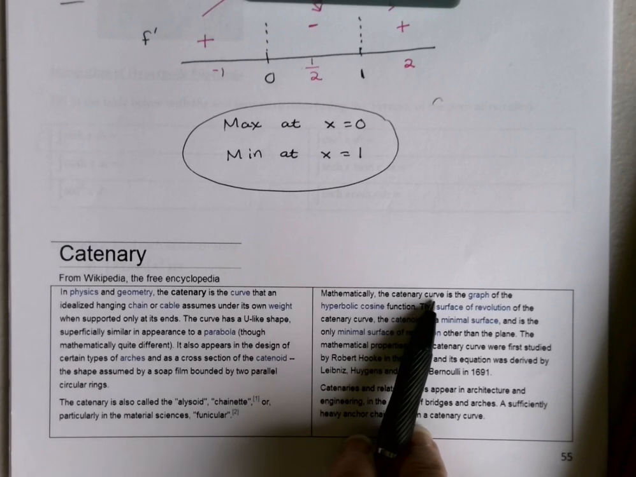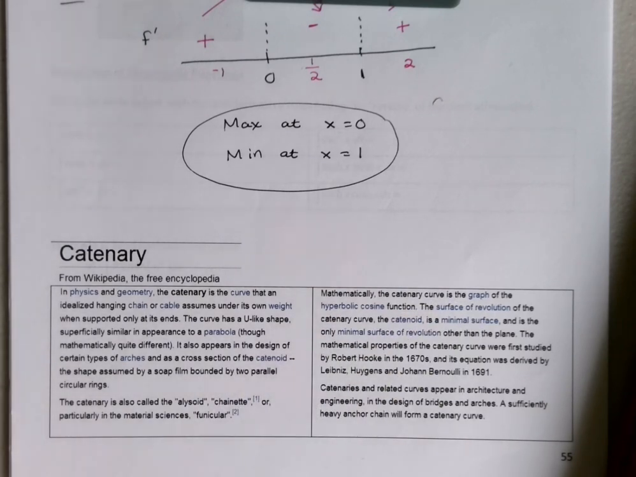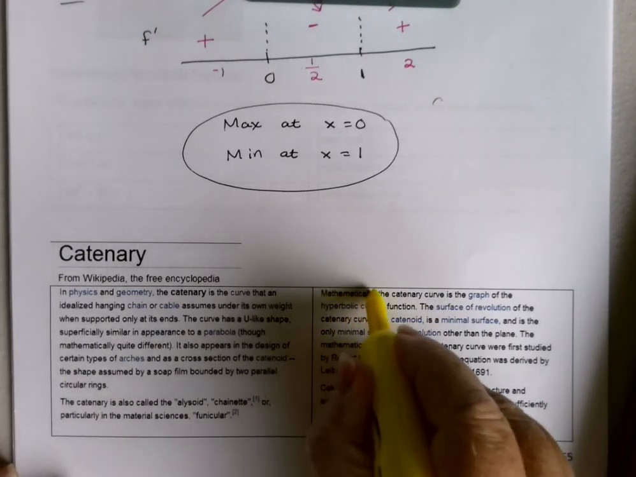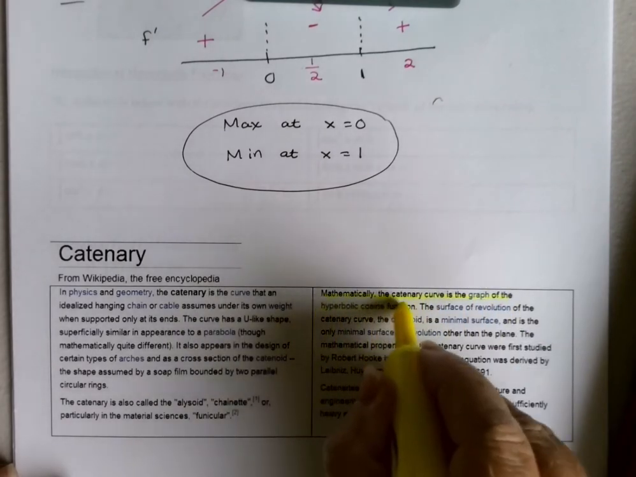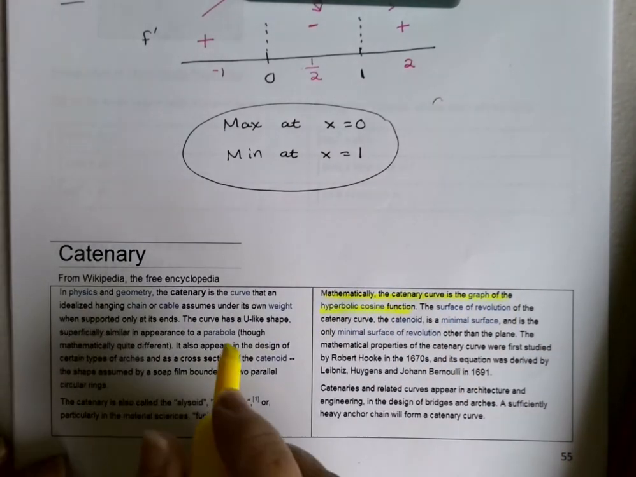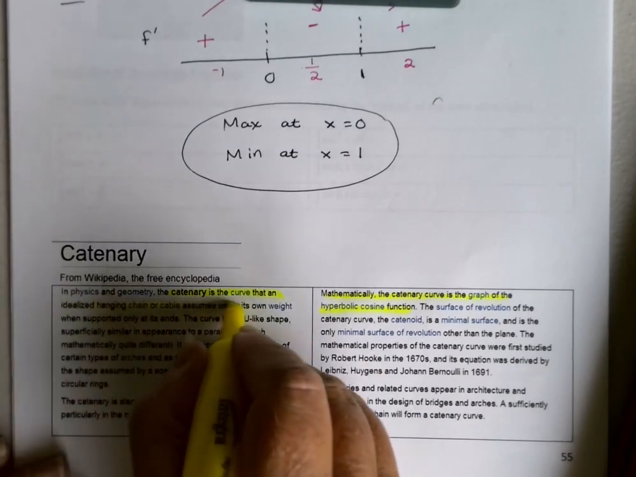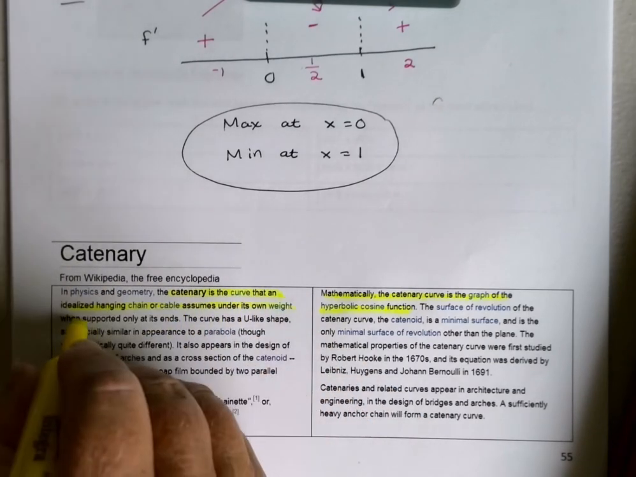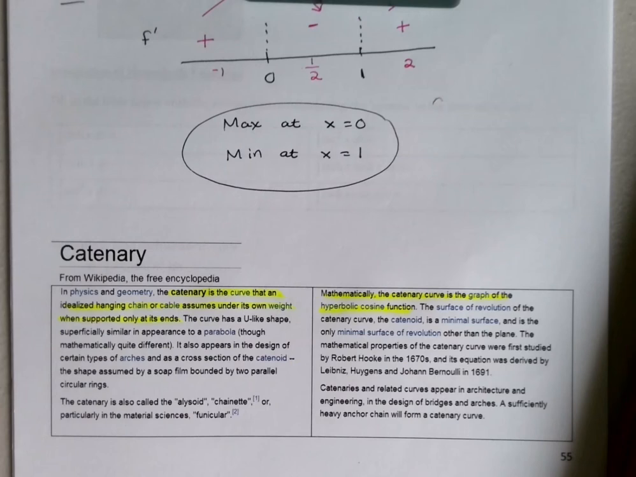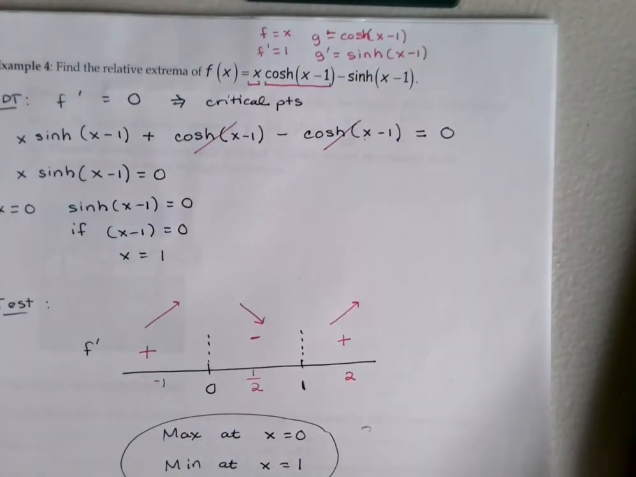Mathematically, the catenary curve is actually the graph of the hyperbolic cosine function. And that's what I really want you to take away from this. These two things: a catenary is the curve that a hanging chain or cable assumes when supported only at the ends, and mathematically, its graph is a hyperbolic cosine.